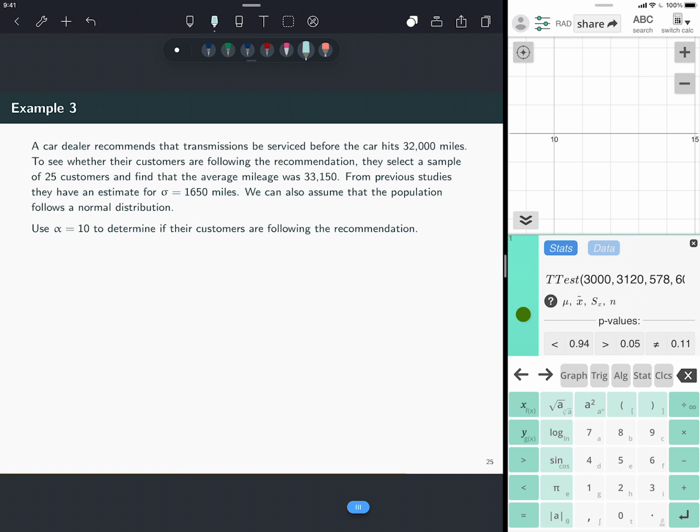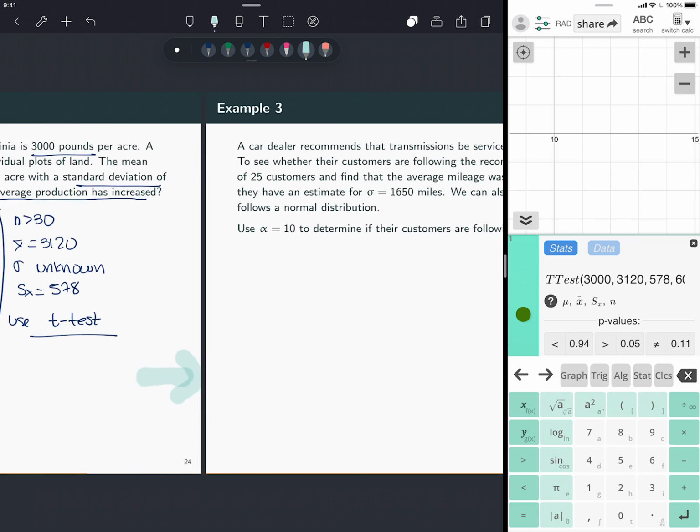My next example in this video is a car dealer who recommends that transmissions be serviced before the car hits 32,000 miles. To see whether customers are following the recommendation, they select a sample of 25 customers and find that the average mileage was 33,150. From previous studies, they have an estimate of the population standard deviation, sigma, 1650. And we can also assume that the population follows a normal distribution.